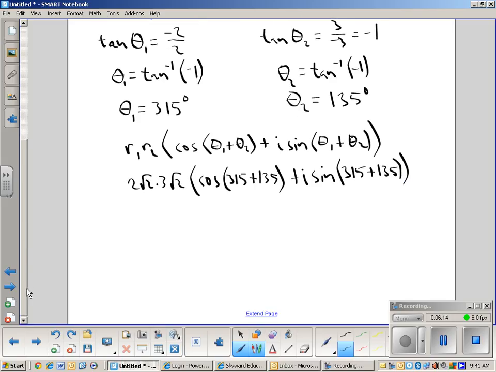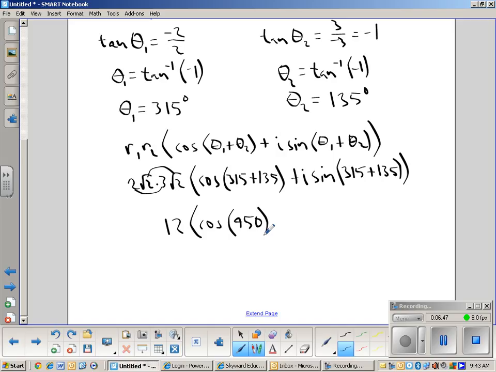And so if we clean this up, I'll give you a moment to think about it. Now the Jeopardy song is over. What's 2 square root 2 times 3 square root 2 simplified to? 12. Because this is 2, right? And this is 6. 2 times 6 is 12. And since 315 plus 135 is 450, that equals a 90-degree angle. So would that be just 0 and the other one would be 1? So it all simplified to 1i.